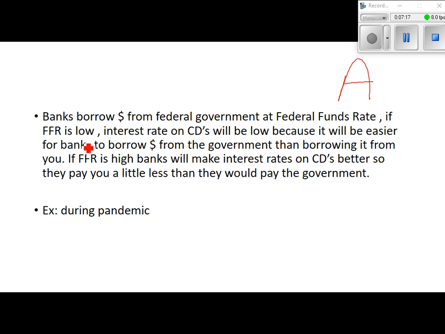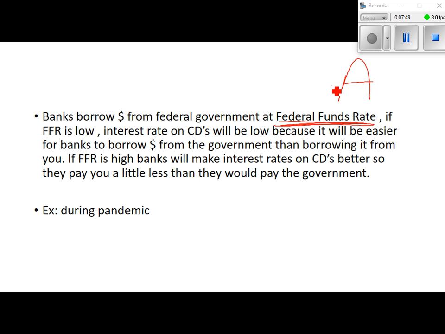Banks usually borrow money from the federal government at what's called the federal funds rate, FFR. Again, make sure you're writing down these letters each time. This time it's an A. The FFR, if the FFR is low, then interest rates on the CDs will be low. So that means the CD is not really real good.